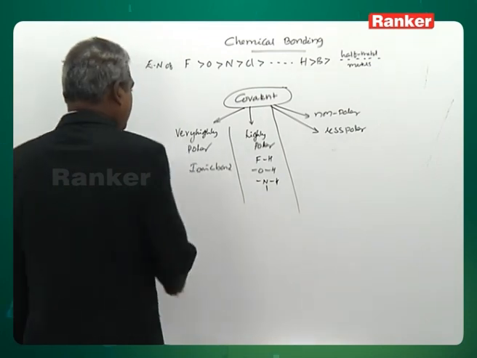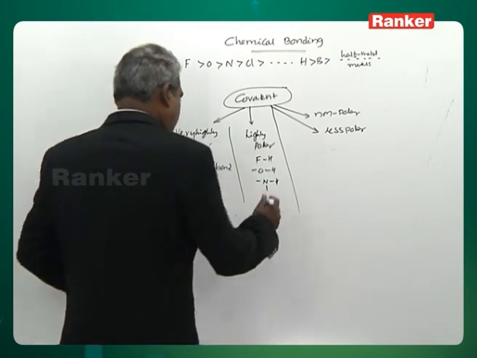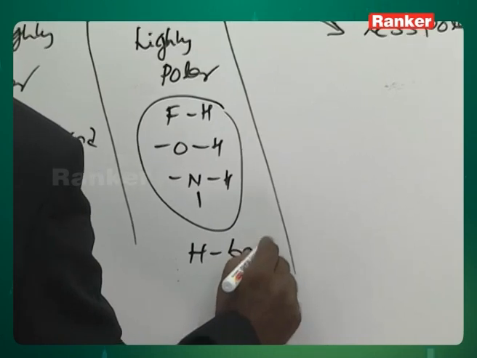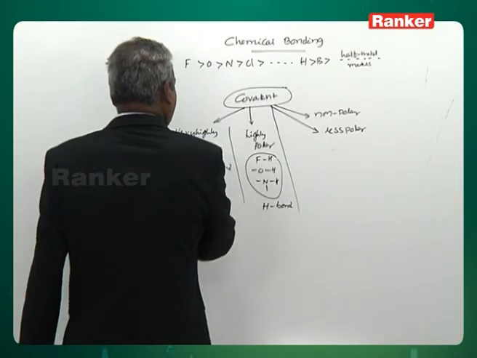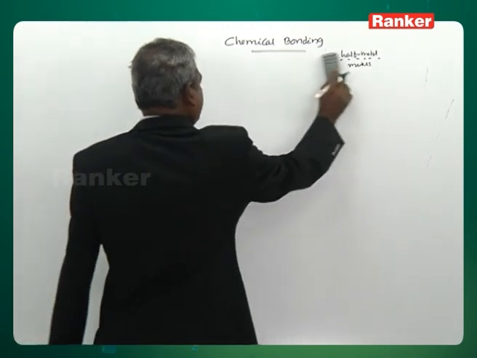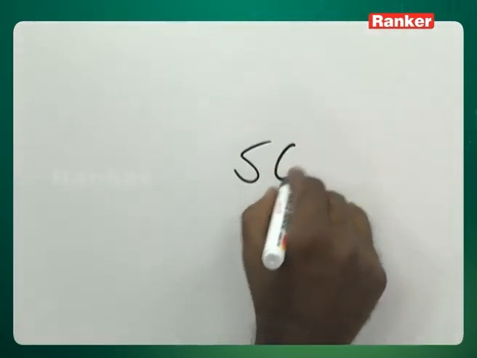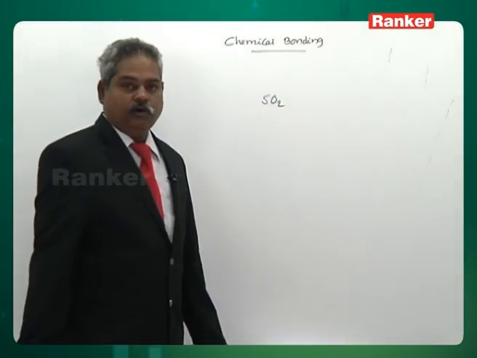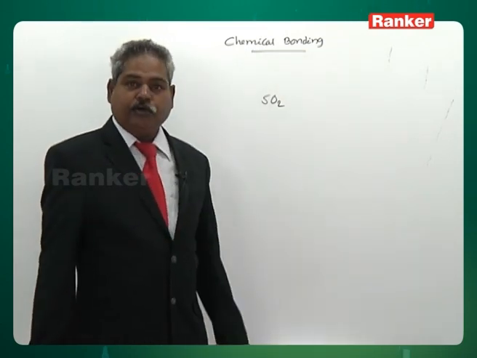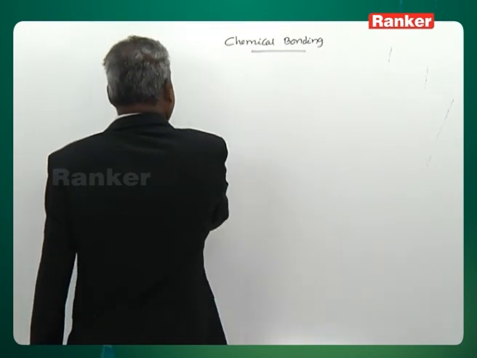So, you can now classify, you have got 3 classifications. Highly polar, which leads to hydrogen bond, ionic bond. Now, how to say if a molecule is polar or not? SO2, is it polar or not? How do we know whether the bonds are equally distributed or unequally distributed? There is a simple way to find out.